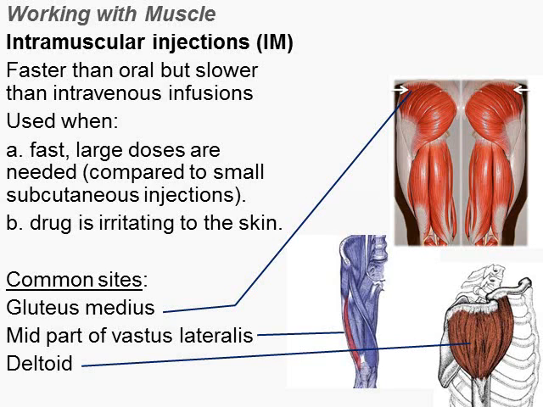Or if our patient has a history of allergies and this drug is irritating, then we don't want to go through the skin. We typically select the large muscle groups, such as the gluteus medius, one of the superior buttocks muscles, the lateral part of the vastus lateralis, and the large deltoid muscle of the shoulder.